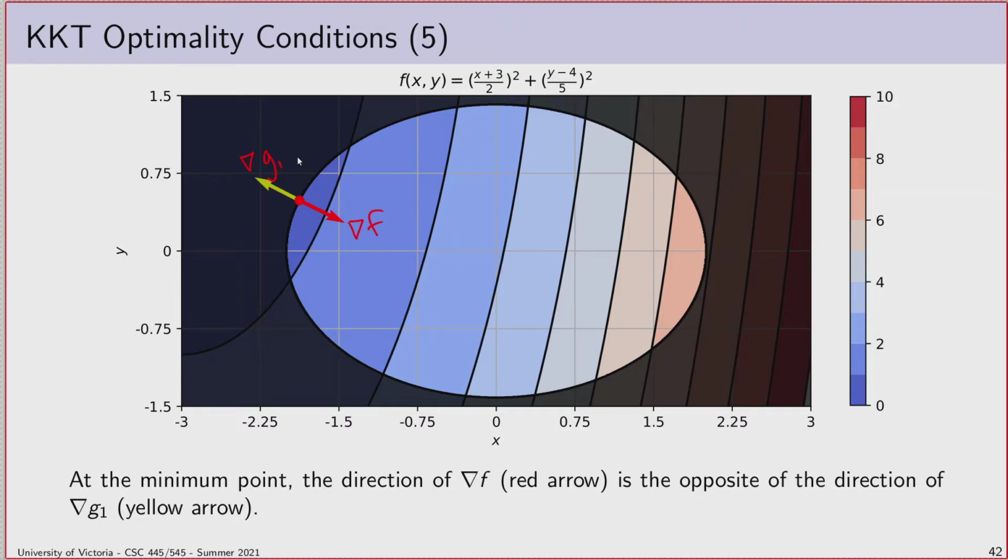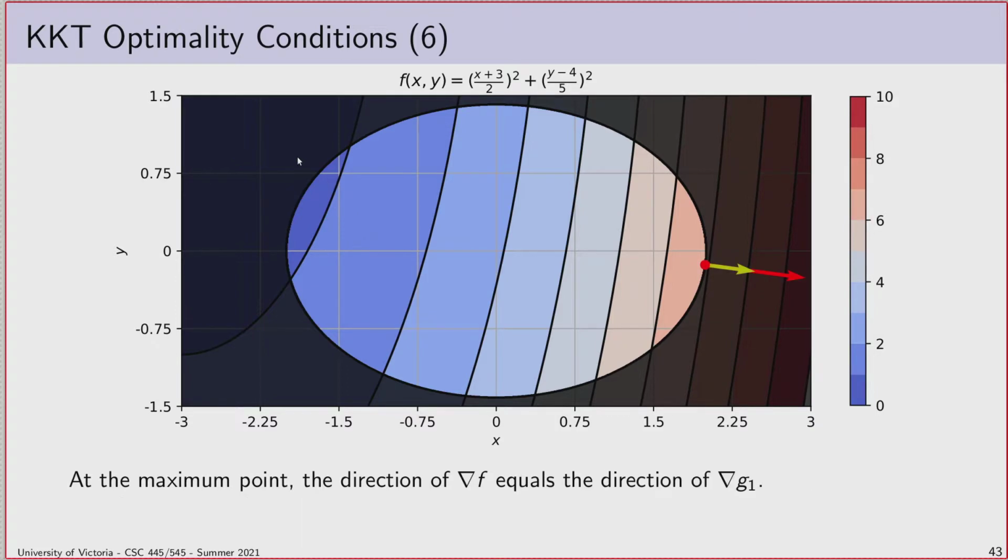One will be in the same direction as the negative of the other. And it turns out at the maximum, we get something similar. They're parallel. So at the minimum, the gradient of f pointed in the exact opposite direction as the gradient of g. At the maximum, the gradient of f and the gradient of g are parallel. They point in exactly the same direction.